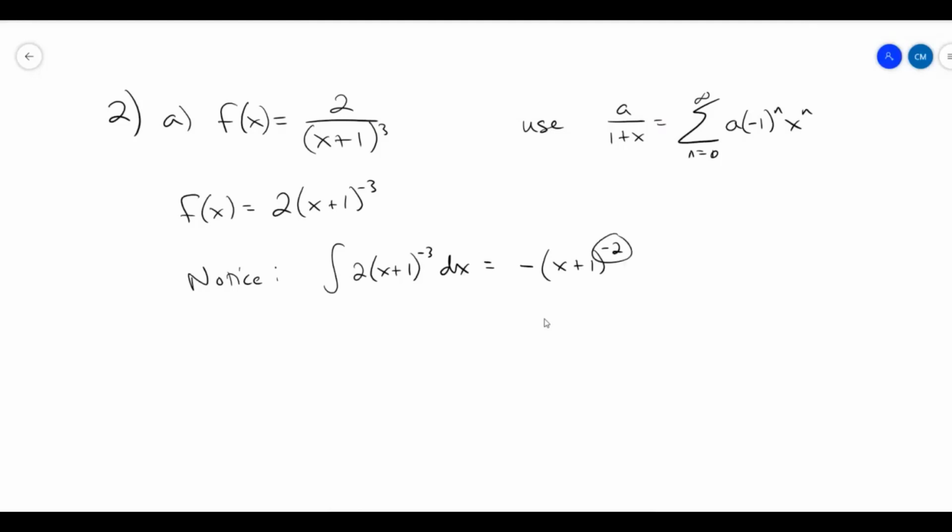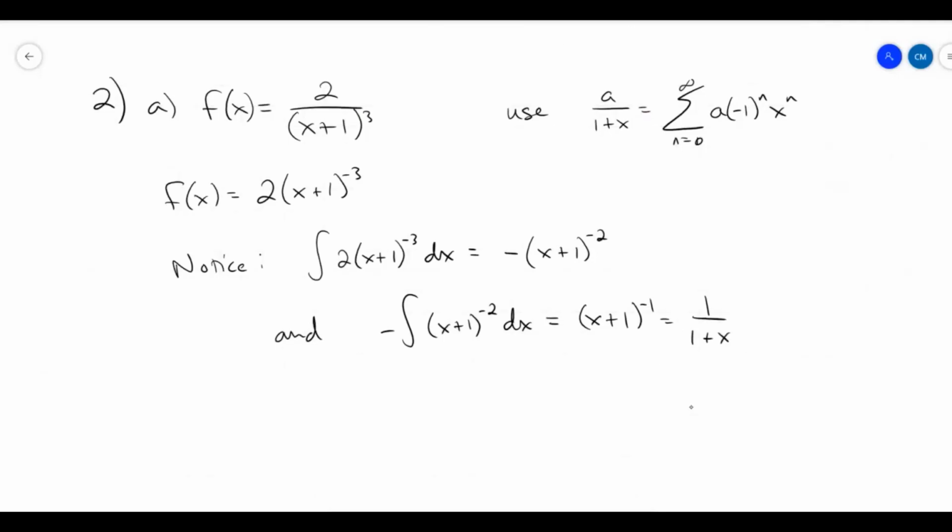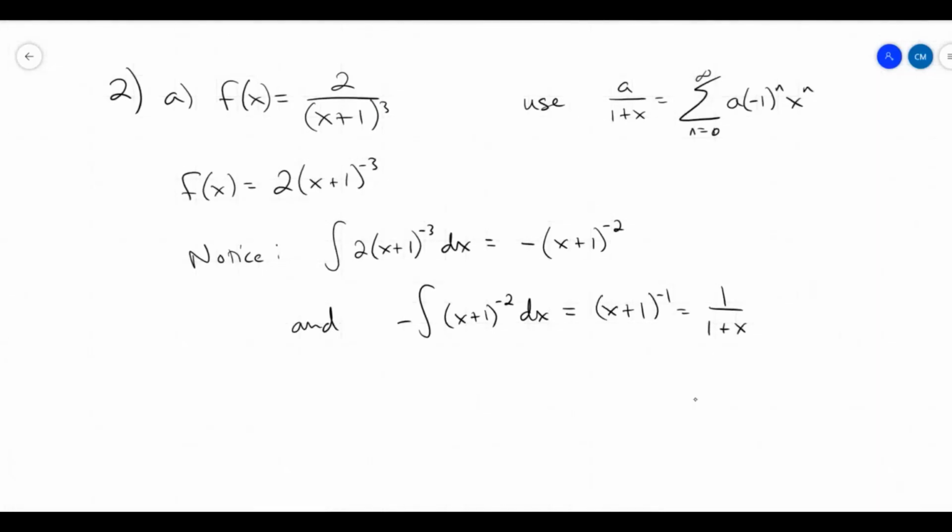Let's do one more antiderivative here. If I do one more antiderivative, what am I going to get? Well, now I'm going to raise it to the negative 1 power, and I'll divide by negative 1, so I'll get (x plus 1) to the minus 1 power. And notice that that is, in fact, let's write it like this, 1 over 1 plus x, right? And that is exactly this, right? That's exactly the same. And so we know what that is as a power series, right? 1 over 1 plus x is equal to this, okay?